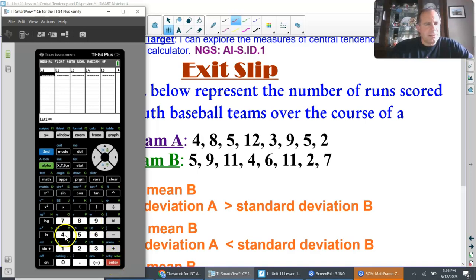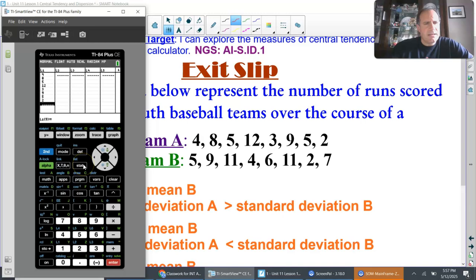Just like that. So I'm just going to put 4, 8, 5, 12, 3, 9, 5, and 2.